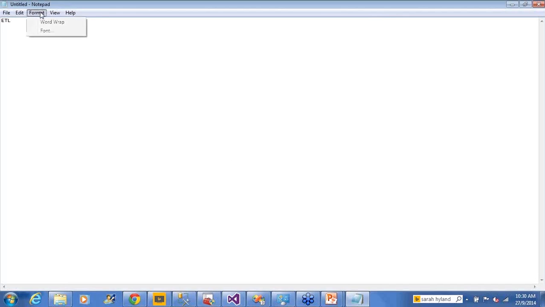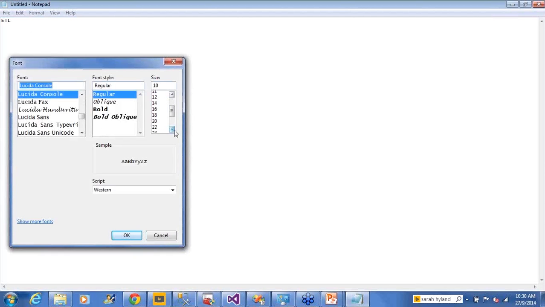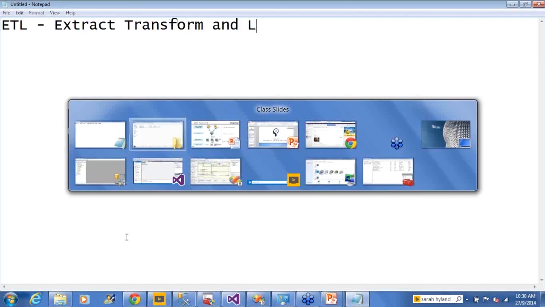If everybody can see my screen, I'll increase my font so that everybody can see it. ETL is extraction, transformation, and load. This is the concept of ETL. I'll make it 28 so that it is bigger. I hope you're seeing it, right? So the concept of ETL is extract, transform, and load.